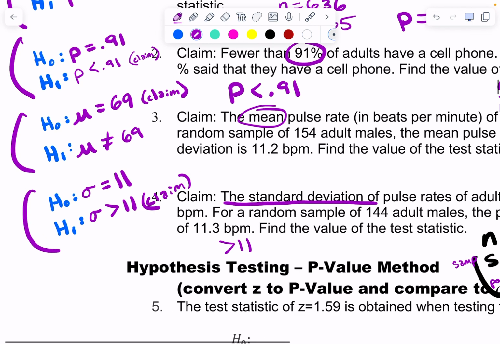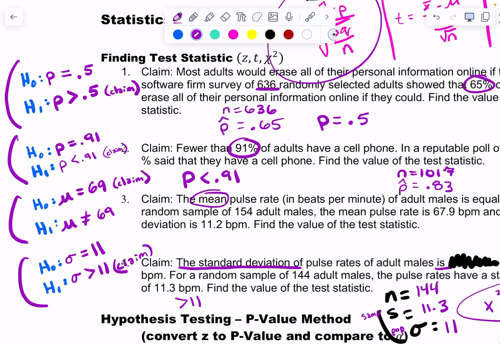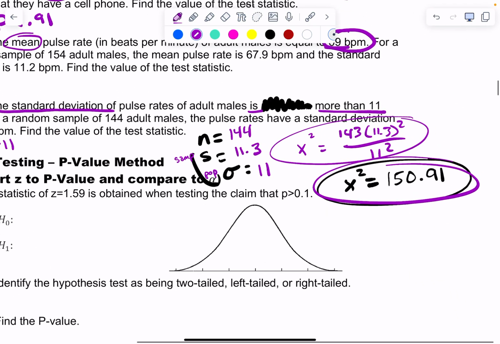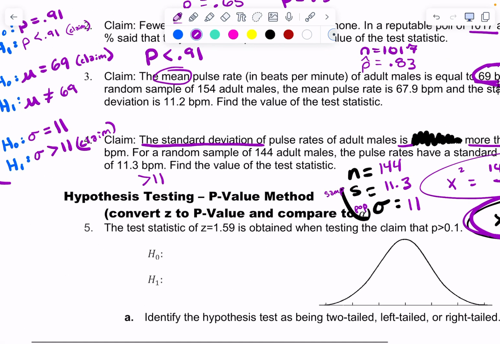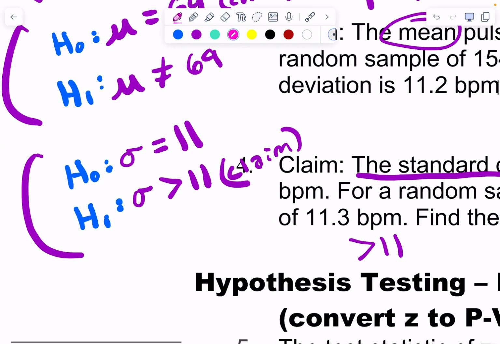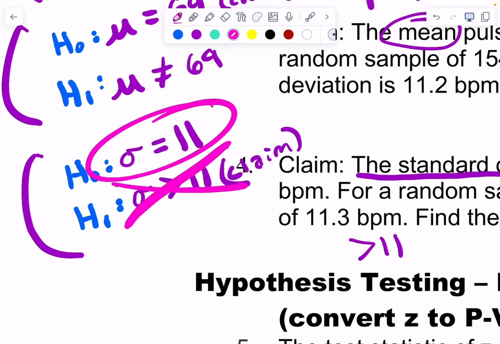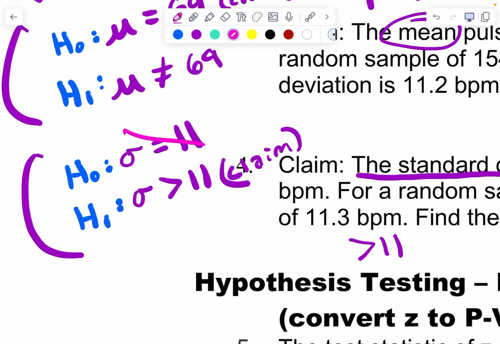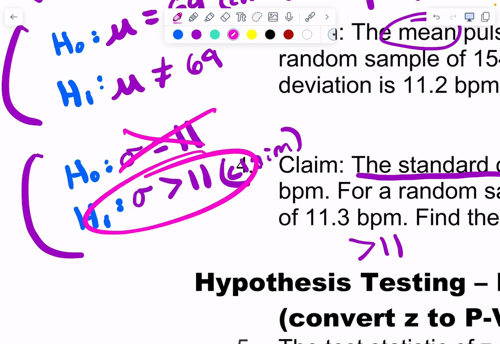Now, just to reiterate again, your claim does not always go with the bottom one. In the third one, our claim went with the top one. Then you run all the values and you find your test value, like in number 4, we found this test value of 150.91. That is going to lead us to say either this is true and this is not true, or this is not true and this is true. That test value, which we don't know how to do yet, is what we are leading toward.